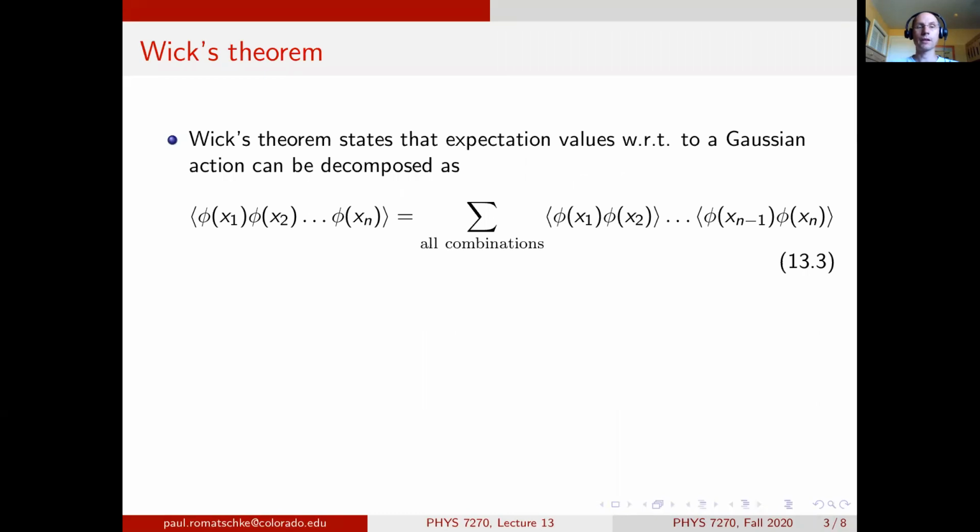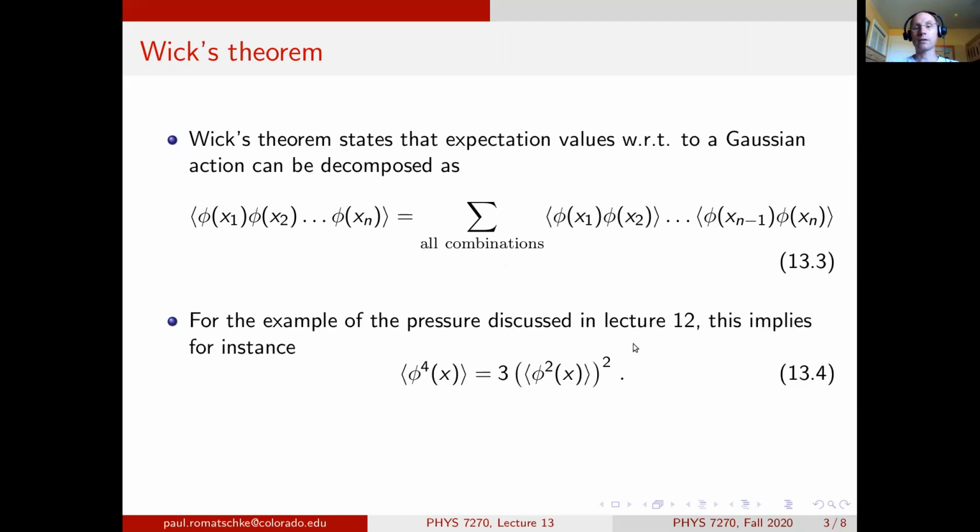To jump right in, Wick's theorem states that we can calculate expectation values for a system that has a Gaussian action by decomposing an expectation value of n operators as a sum over all combinations of two of those operators. So instead of having, for instance, 4 operators in the expectation value, we can always break them down such that it only involves the expectation value of 2 operators. We'll call these things 2-point functions in the following.